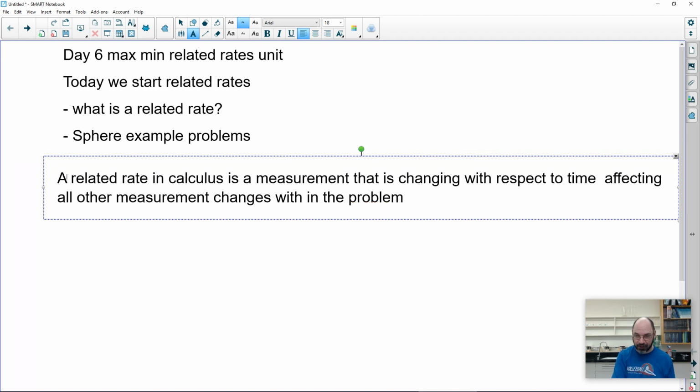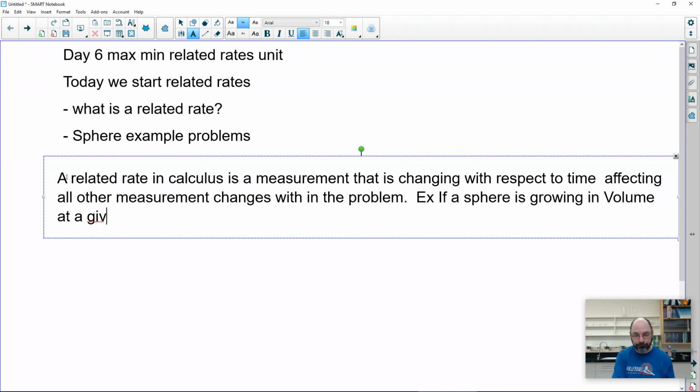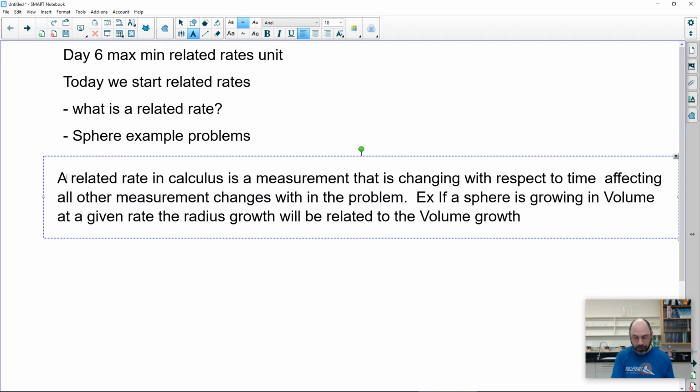And then we'll just kind of do a little example. If a sphere is growing in volume at a given rate, the radius of growth will be related to the volume growth. Okay, so that's basically what a related rate is. Not my best English, I'm sure.